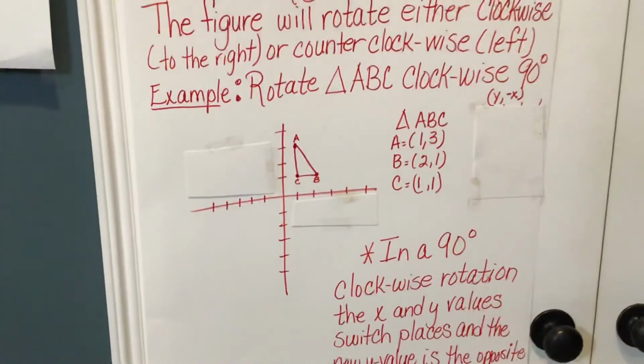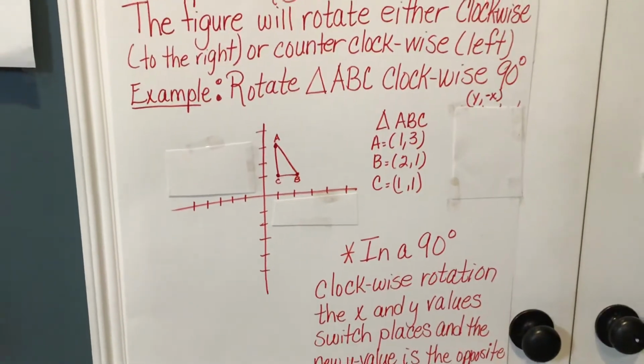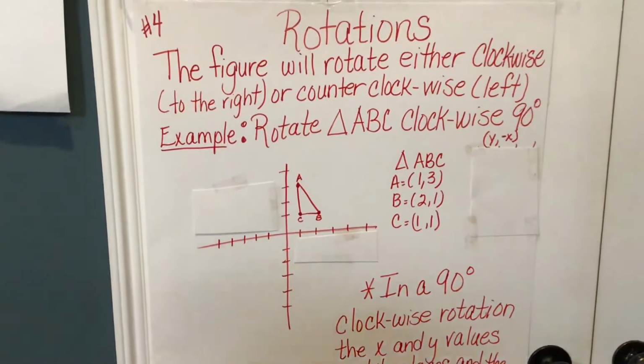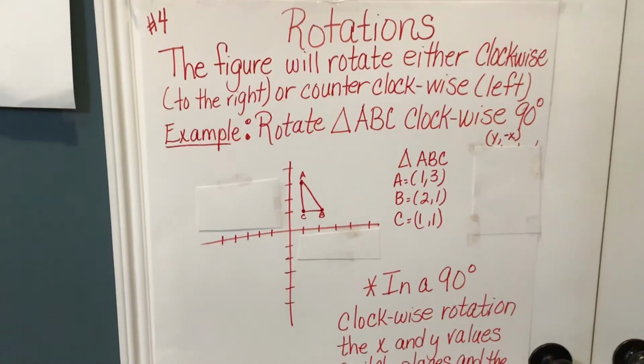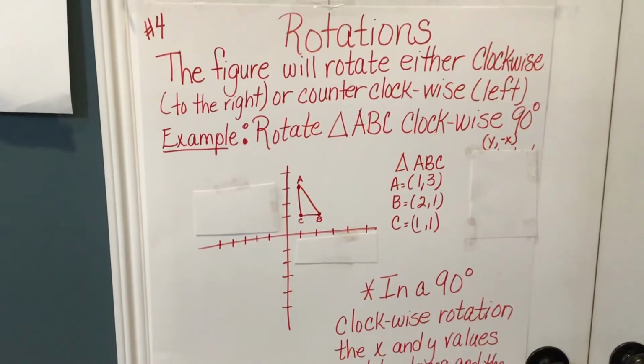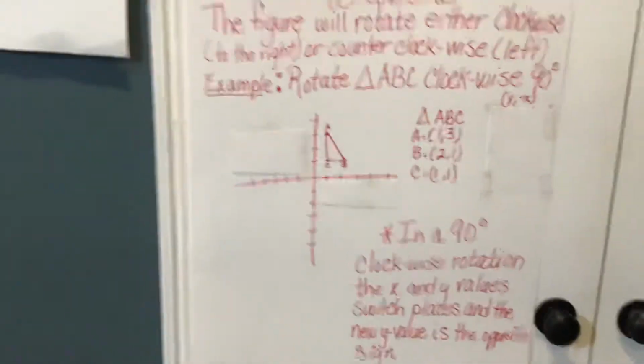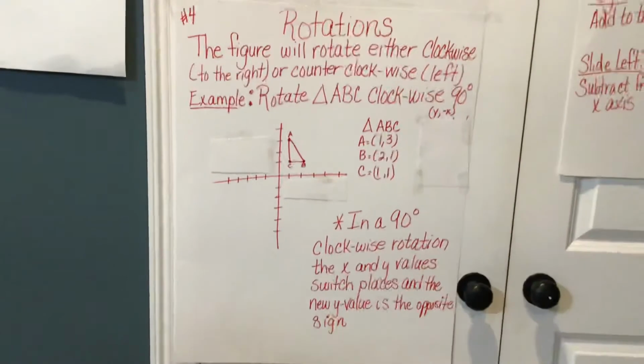He's going to, look, it's already been plotted, the A, B, and C. He is going to rotate, which means he is going to turn that at a 90-degree angle. So watch him turn it. Here we go.